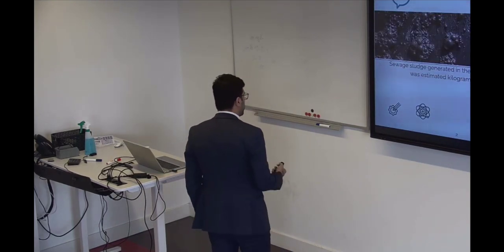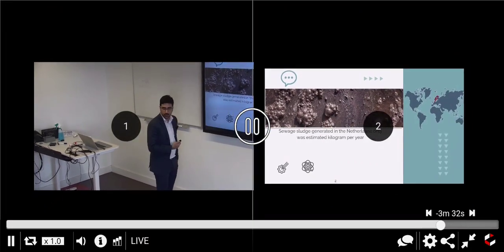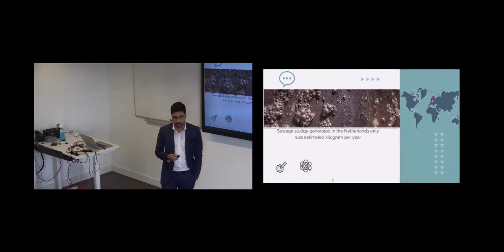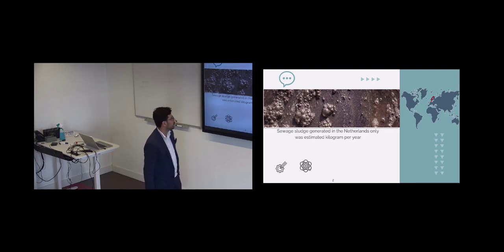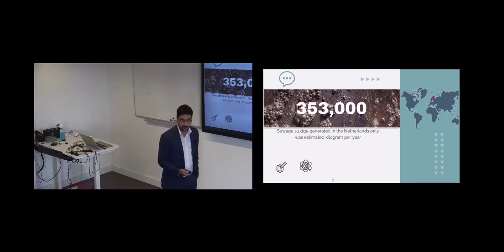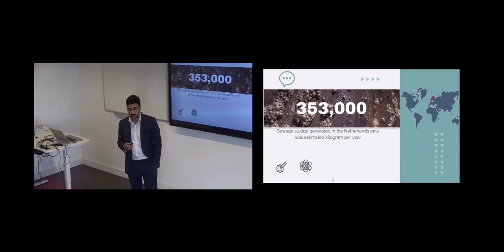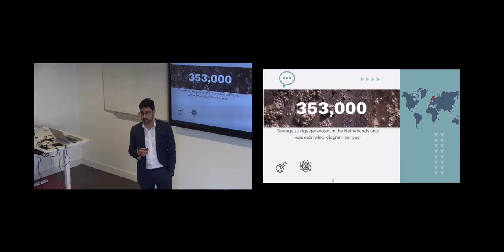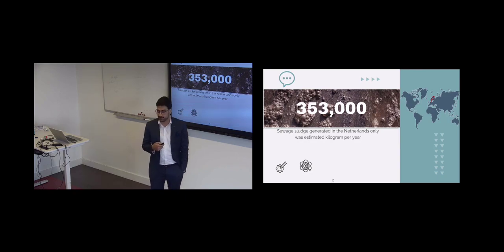So why did we choose sewage sludge? It's because it's a big problem, it's a pollution, it's a health risk, and also it generates a lot of sludge. Specifically in the Netherlands, the estimated generation is 353,000 kilograms per year.